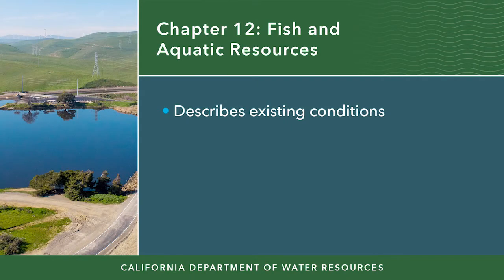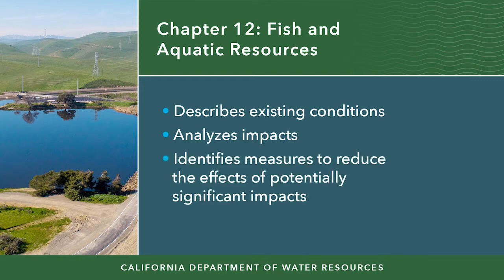The document evaluates a range of alternatives to the proposed project, which are all analyzed at the same level of detail. Chapter 12 describes existing fish and aquatic resource conditions, analyzes any impacts related to fisheries that could result from construction, operation, or maintenance of the project, and identifies measures to reduce the effects of any potentially significant impacts.